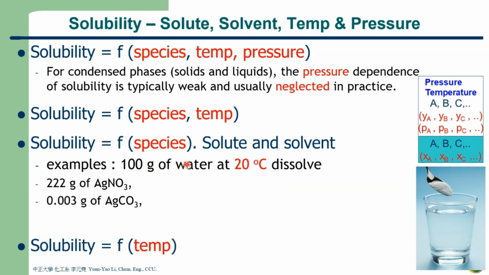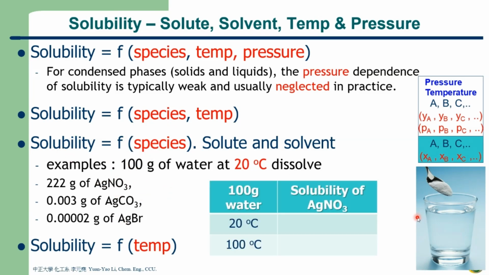Okay, this is a lot, but 100 grams of water can only dissolve 0.003 grams of silver carbonate. And this is much less: 100 grams of water can dissolve only 0.00002 grams of silver bromide. So it depends on the species. If you have different species, you have different solubility, of course.